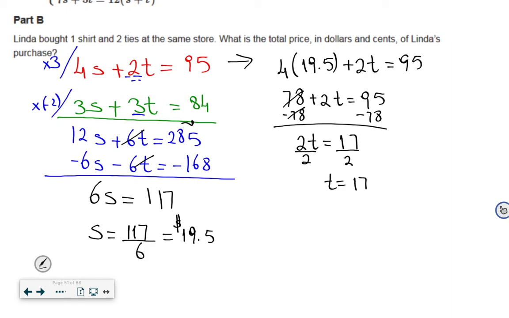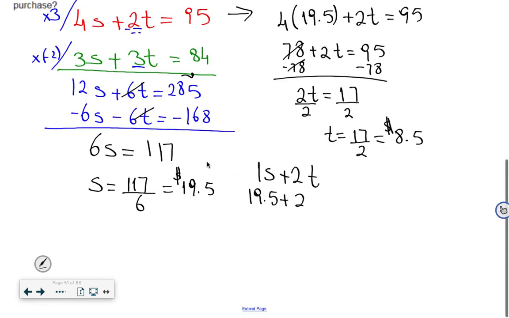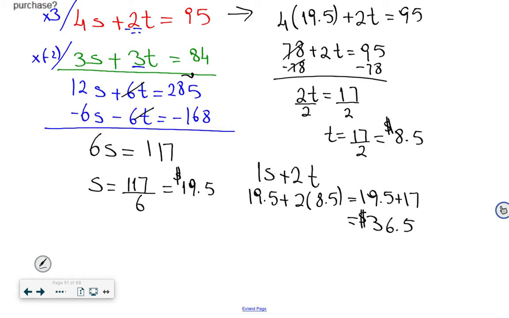T is equal to 17 over 2, or $8.5, which means $8.50. This is one tie price. I am looking for one shirt plus two ties. One shirt is 19.5 plus 2 times 8.5, which is equal to 19.5 plus 17, which is equal to 36.5. That is the total price. This is the answer.